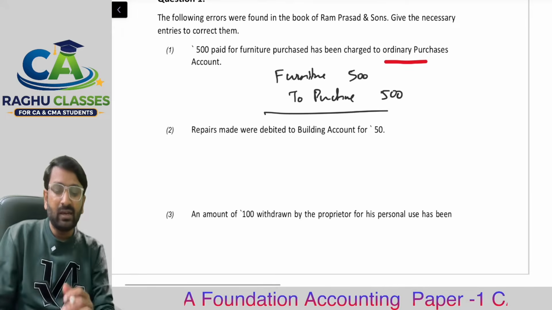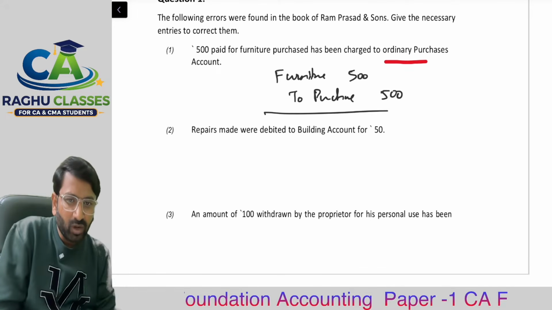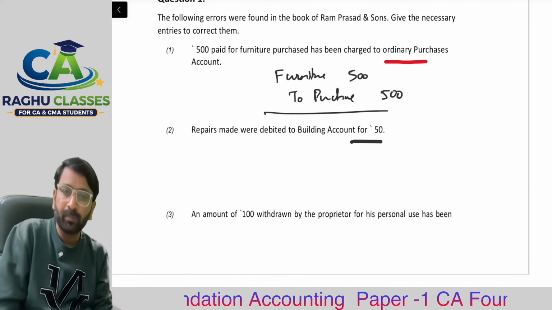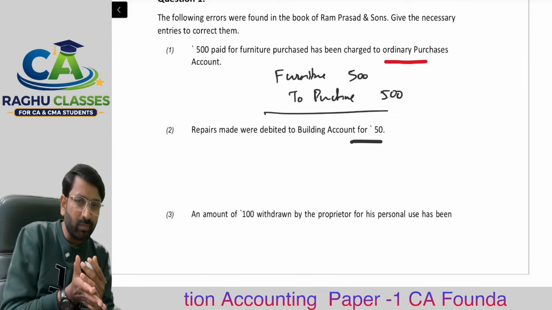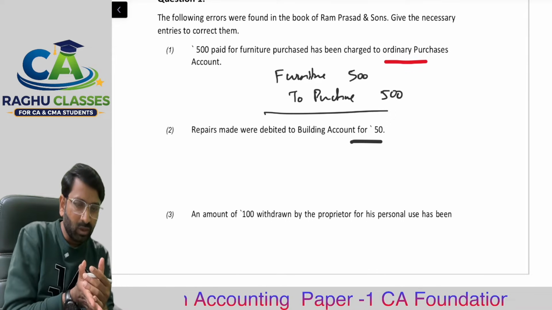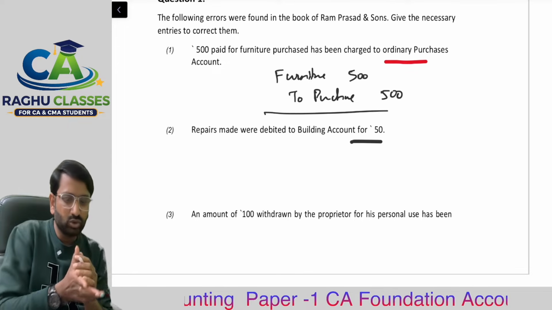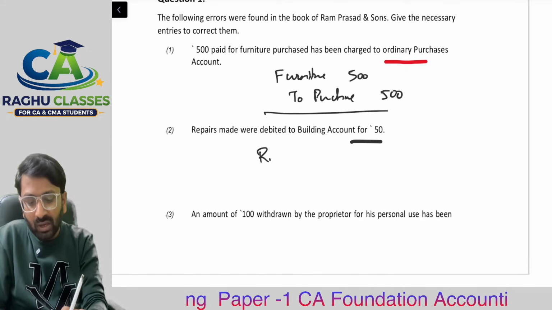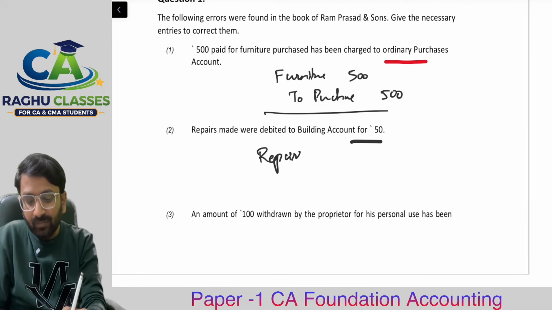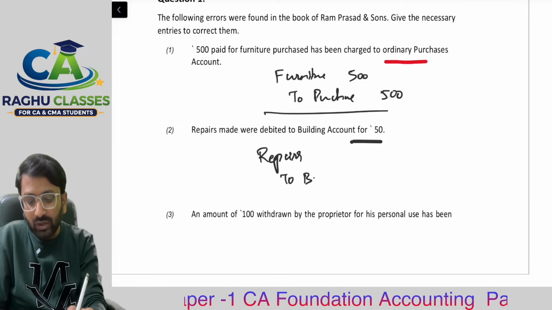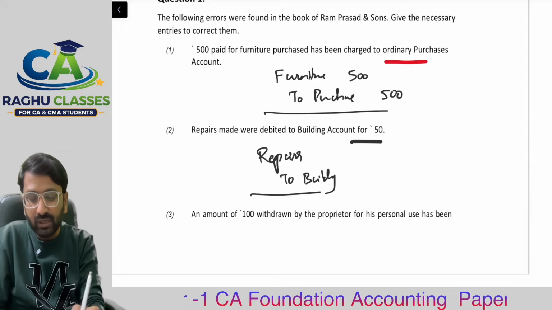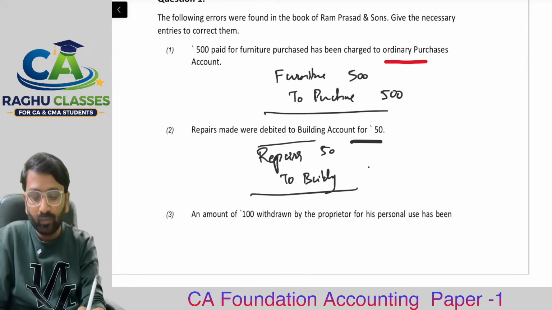Next one. Repairs were made and debited to building account. When you incur repairs, it should have been repairs to cash. But it is recorded as building account debit to cash unnecessarily. So the rectification should have been repairs debit and that building value has to reduce. So repairs account debit to building, 50 rupees. Next.